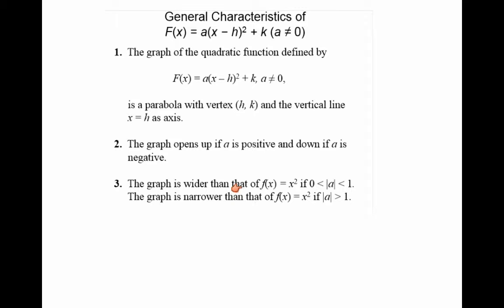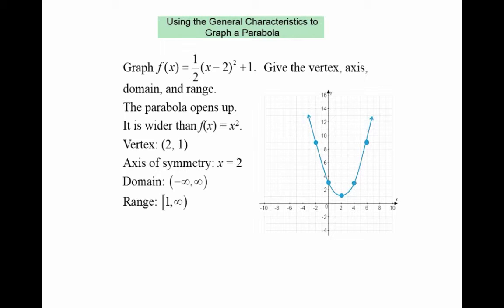The graph is wider than the graph of y is equal to x squared if the absolute value of a is between 0 and 1. So if the number is 0.5, 1/2, or 1/3, then the parabola would be wider. The graph is narrower than the original one if a is greater than 1. If this coefficient is 2, 3, 4, then it would be narrower than the original one.